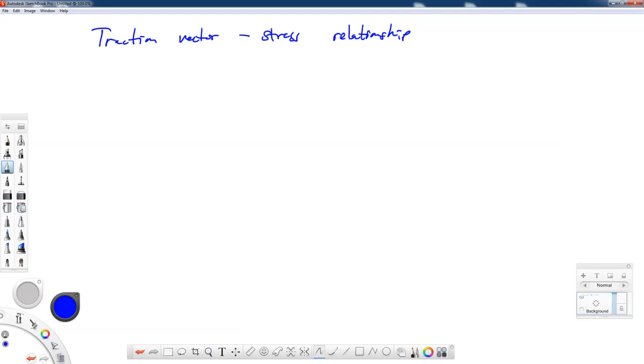So in general, our traction vector stress relationship in direct form looks like this. The traction vector would be equal to the stress tensor operating on a unit normal vector n. In terms of components, it would be something like Ti is equal to sigma ij nj. Now, we're in a very special coordinate system.